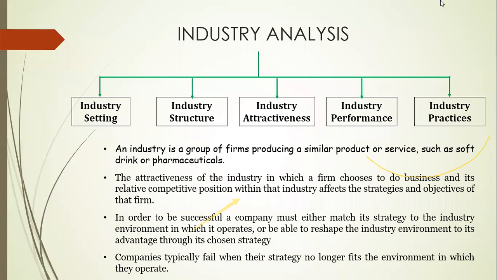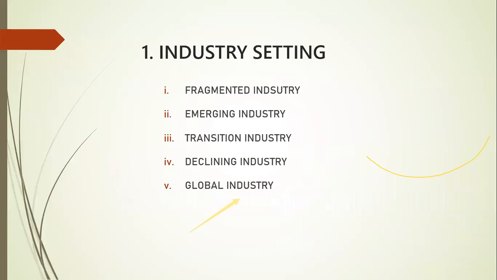So the first parameter that we have got here is industry setting. The second one is industry structure. The third one is industry attractiveness. The fourth one is industry performance. And the last one is industry practices. So now let us look at each of these parameters and how these parameters help an organization to analyze an industry. So coming to the first one, the first parameter that we have got is industry setting.